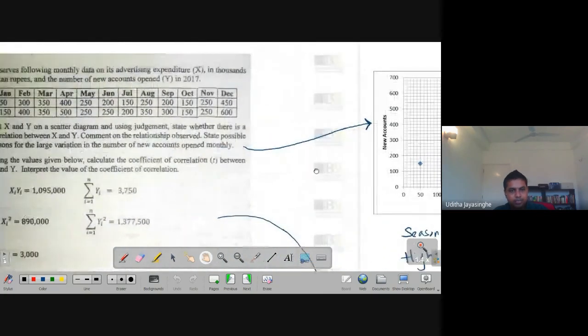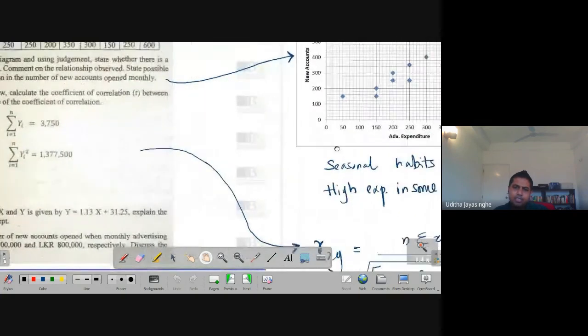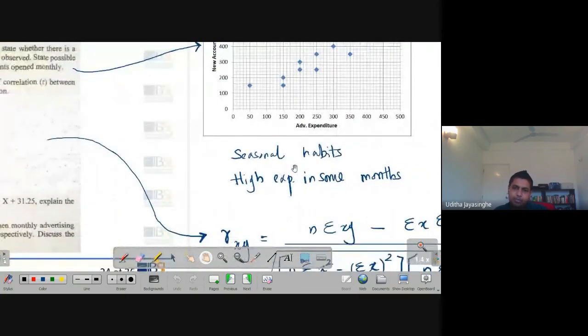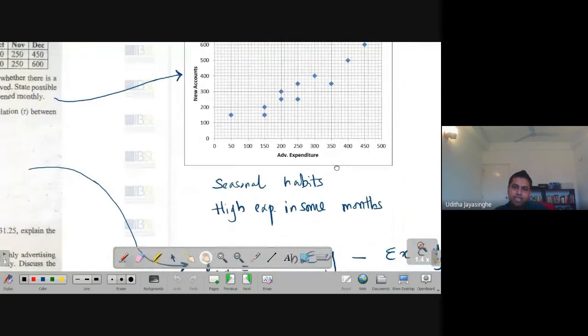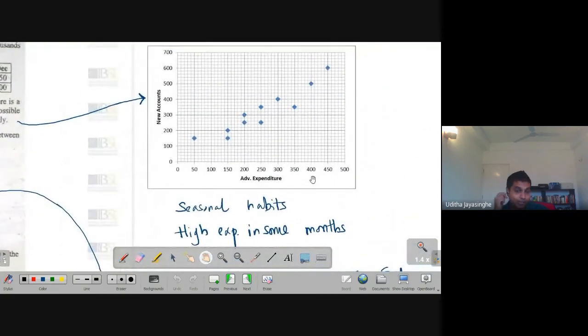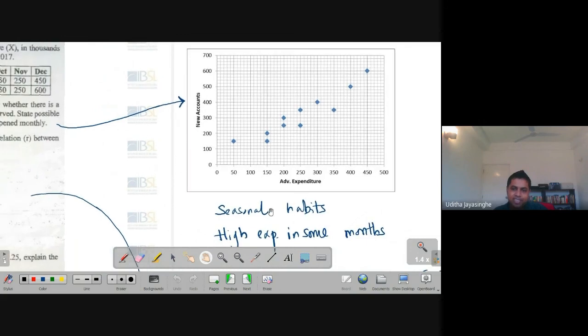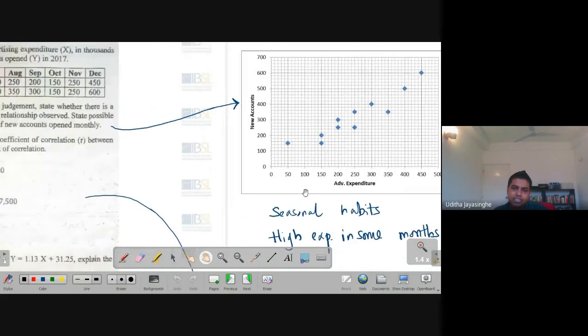But the question says state possible reasons for the large variations in the number of new accounts opened monthly. I can comment on factors like seasonal habits and monthly high expenditure, and in some months high savings. Typically in months like April, people are invited to go and open new accounts for the children. In some months like December, you don't see people going and opening new accounts, but rather using the money in the accounts to buy things. Likewise, seasonality and expenditure habits could be the reasons for these variations.